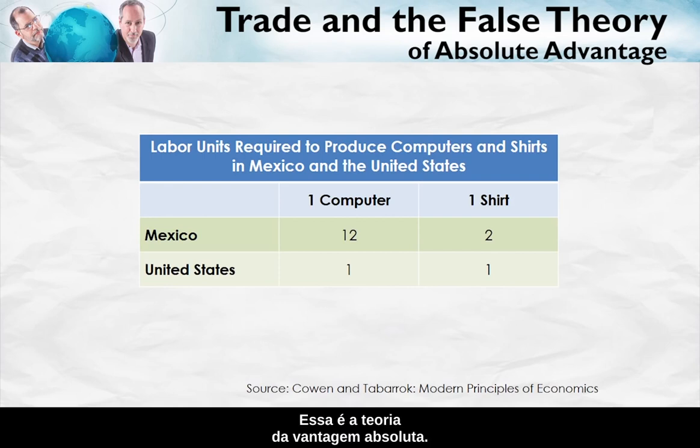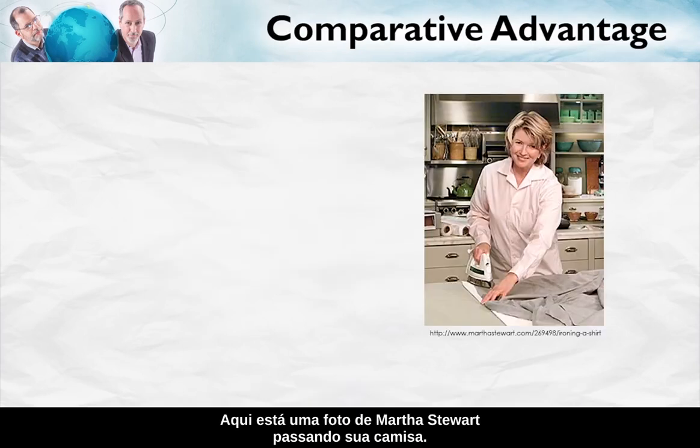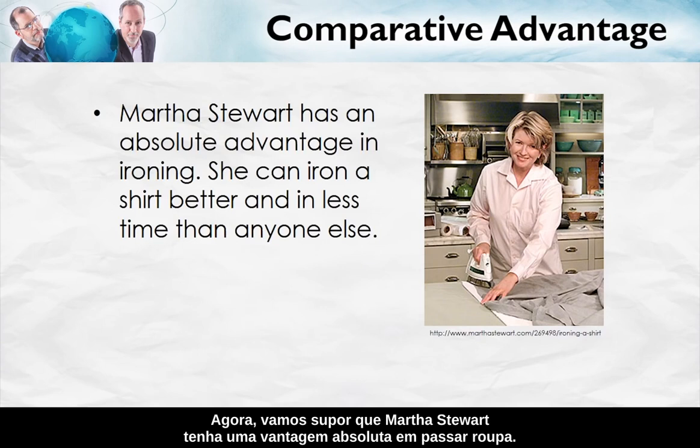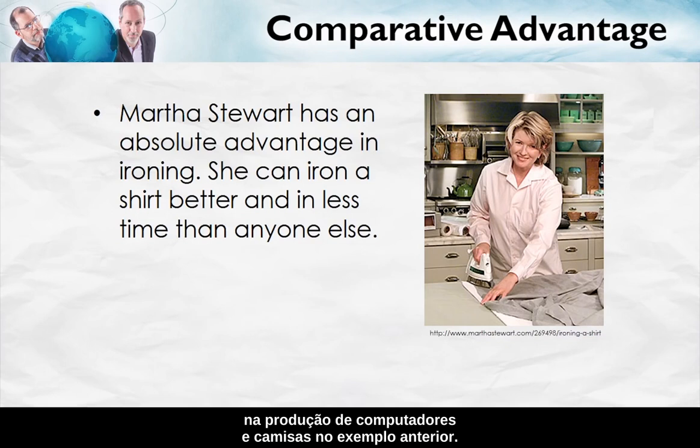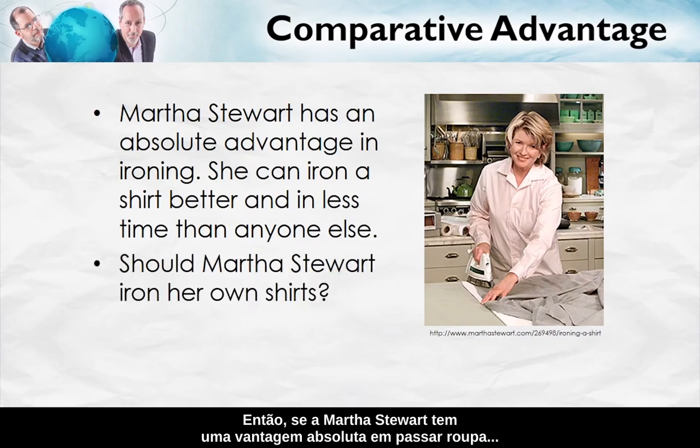That's the theory of absolute advantage. It's very plausible. It's also very wrong. To see why it's wrong, let's take another simple example. Here's a picture of Martha Stewart ironing her shirt. Now, let's stipulate that Martha Stewart has an absolute advantage in ironing, just like the United States had an advantage in producing computers and shirts in the previous example. In other words, we'll stipulate that Martha Stewart can iron a shirt better and in less time than anyone else. So, if Martha Stewart has an absolute advantage in ironing, should Martha Stewart iron her own shirts?